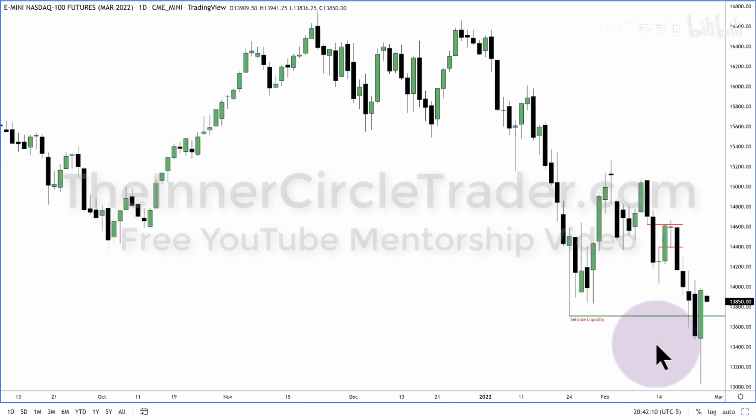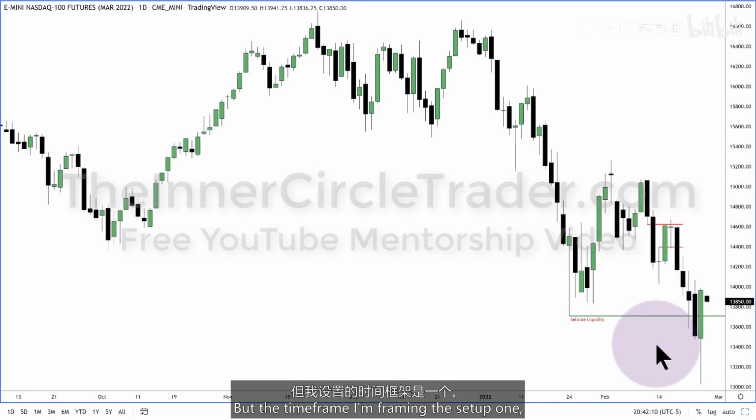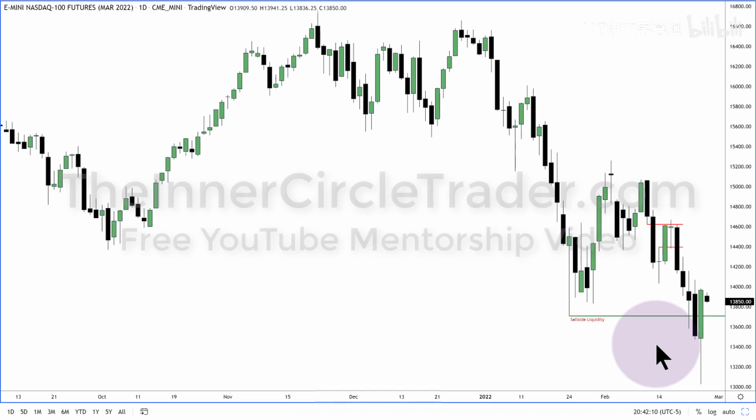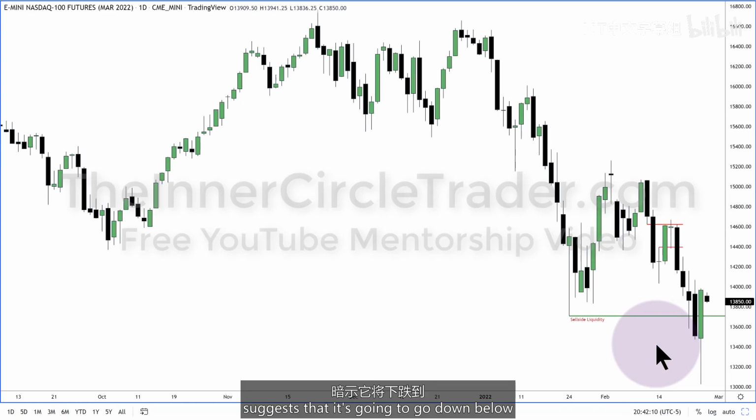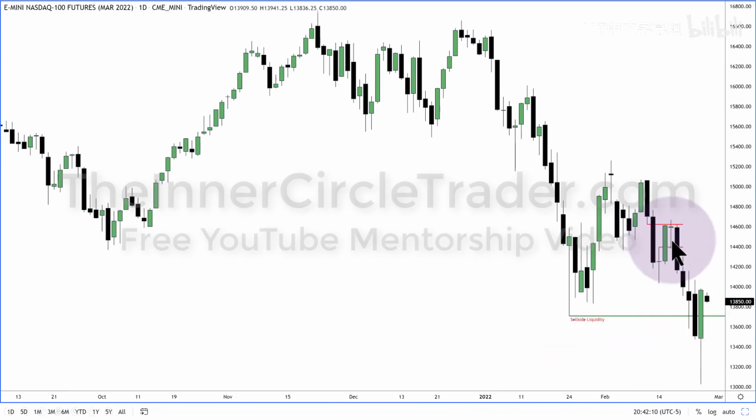What is it I'm doing? How am I framing things? I'm using a top-down approach from the daily down to the lower time frames. But the time frame I'm framing the setup on, which was the hourly chart, using higher time frame logic and the order flow. In other words, I'm bearish because that daily chart suggests that it's going to go down below here when it was up here. This went down too quick.